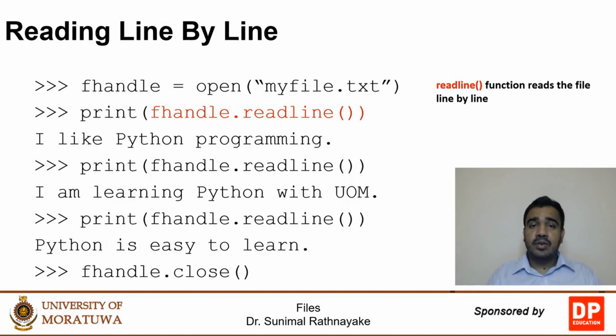In the earlier example of reading files, we used the read function, which reads the whole file in a single go. We can also ask Python to read a file line by line instead of reading everything at once. This can be achieved by using the readLine function. After opening the file, we can call readLine with the relevant file handle to read the file line by line. In the example shown, we print each line read from the file.